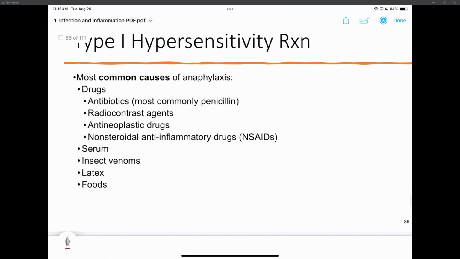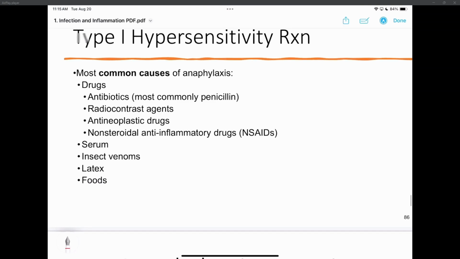Most common causes of anaphylaxis: drugs, antibiotics, penicillin's a big one. That's why you have to ask what happens when you take these drugs you're allergic to. If they say, I take penicillin and my stomach hurts, that's an adverse reaction, not an allergic reaction. If they take penicillin and can't breathe, yes, that is an allergic reaction. Don't give it. But if their stomach hurts a little when they take the medicine, that's an adverse reaction to the drug itself, not an allergic response.